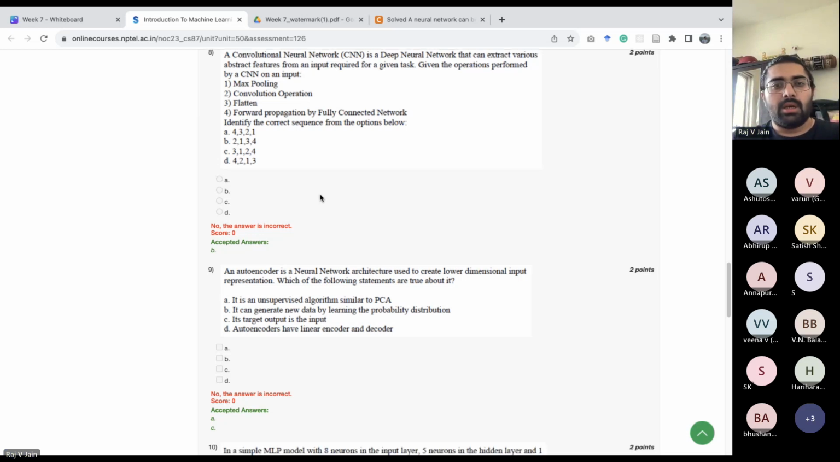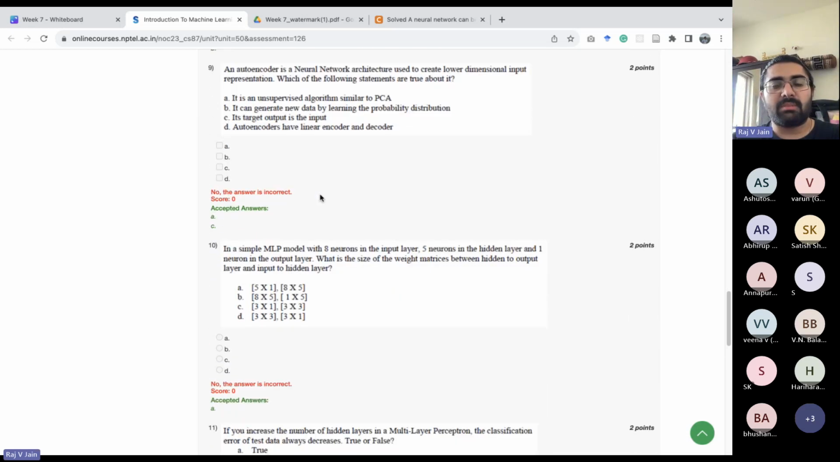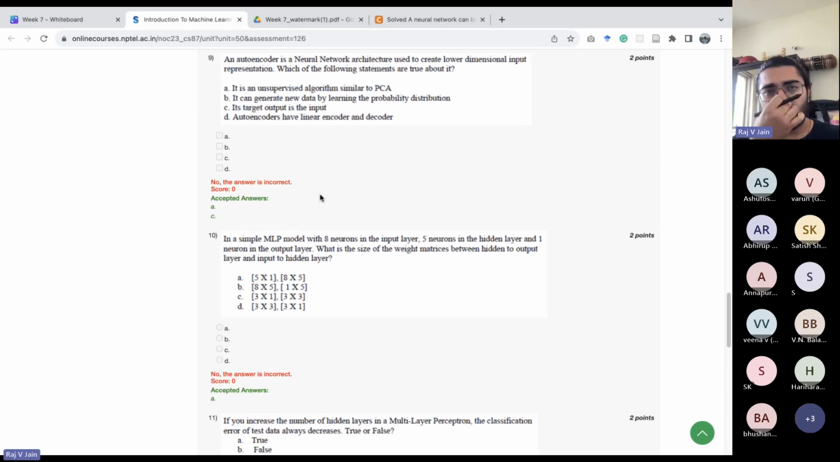All right. Okay, question number 9. An autoencoder is a neural network which is used to create a lower dimensional input representation. Which of the following is true about it? As we discussed last time, it's an unsupervised algorithm similar to PCA. In PCA also we're trying to reduce the number of dimensions. In autoencoder also that's the aim, right? In unsupervised learning, we don't have any labels. Rather, we're just trying to reconstruct the same input.